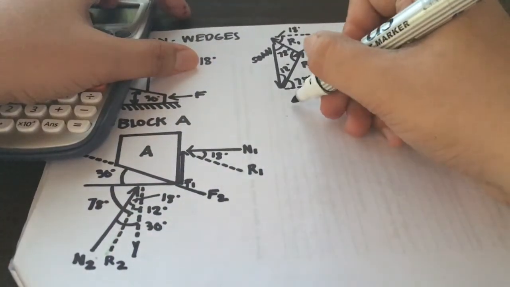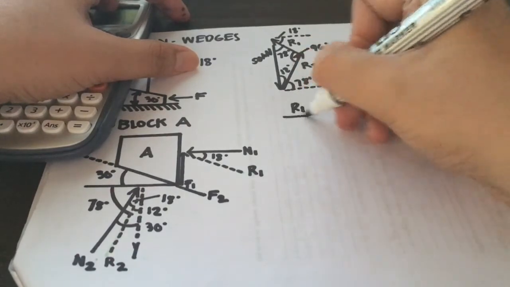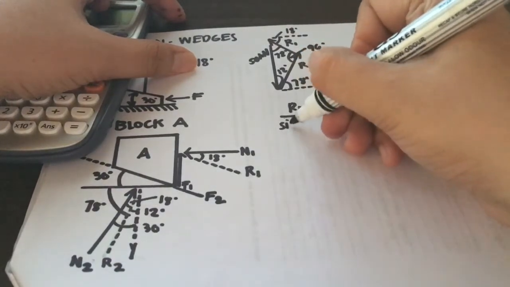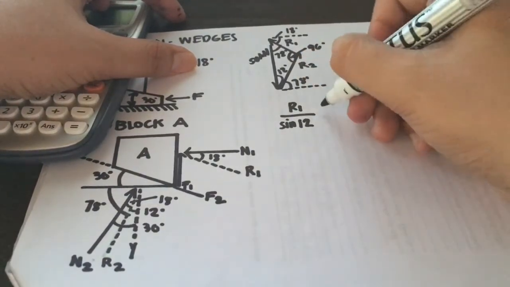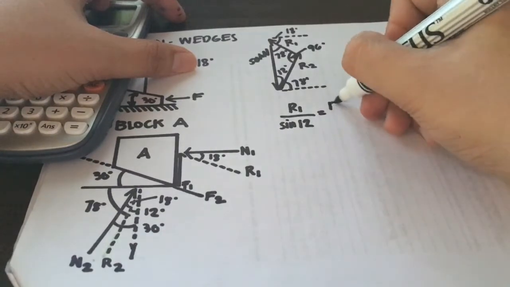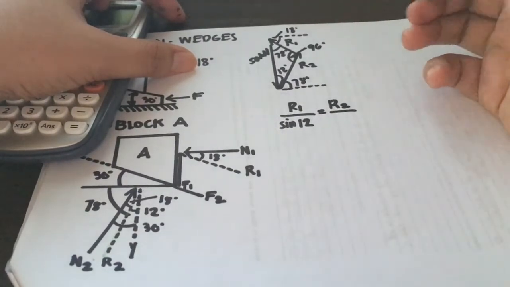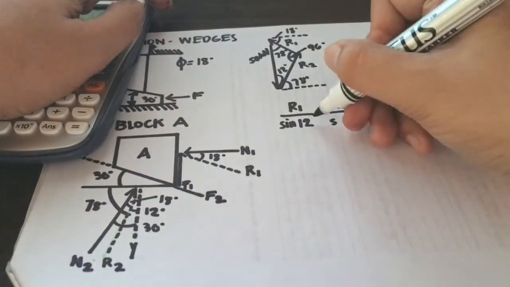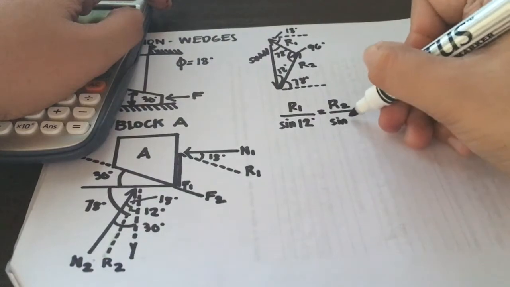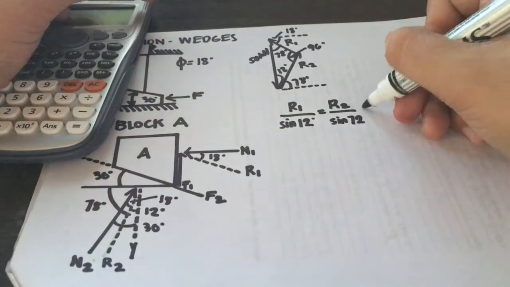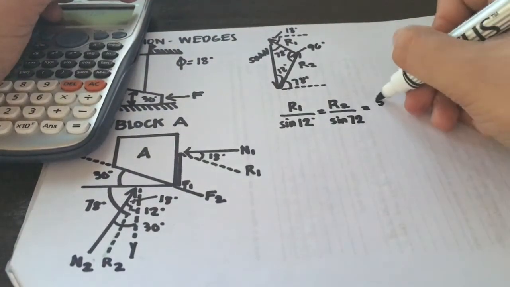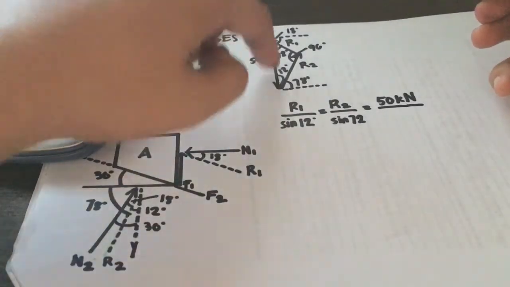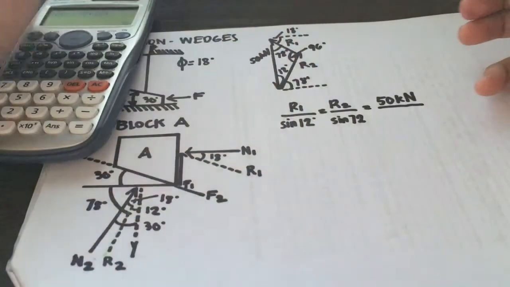So R1 over the opposite angle, which is 12, so we put sine 12 here. And next is R2, which has 72 degrees here, so we put sine 72 here. And next is the 50 kN, and you can have your 96 degrees here.